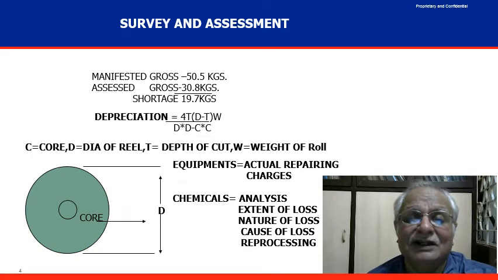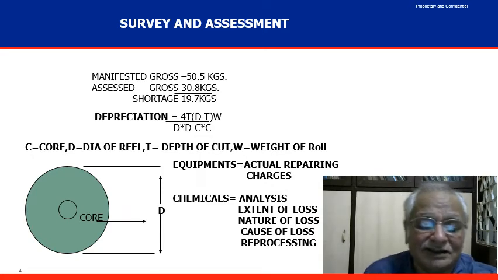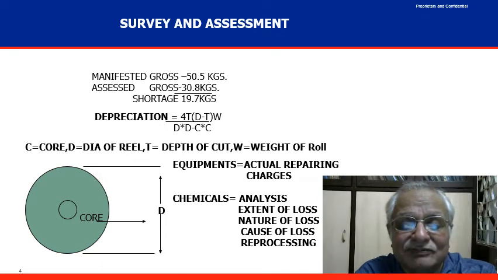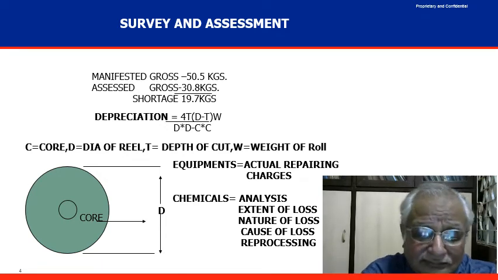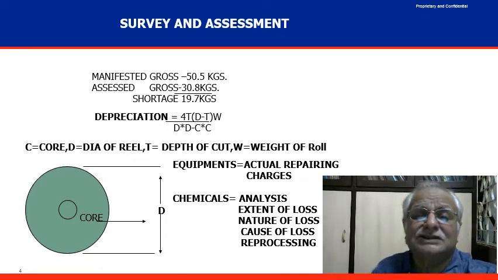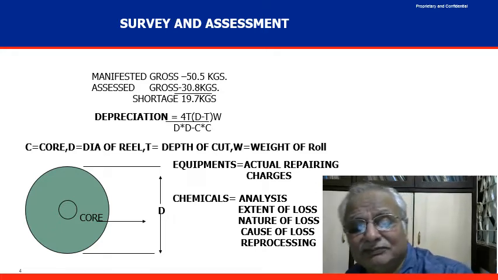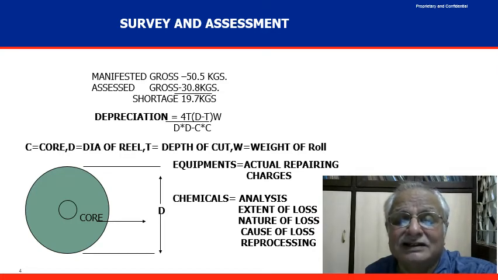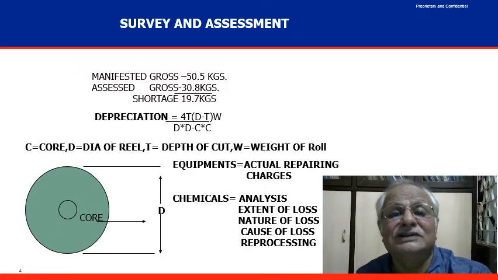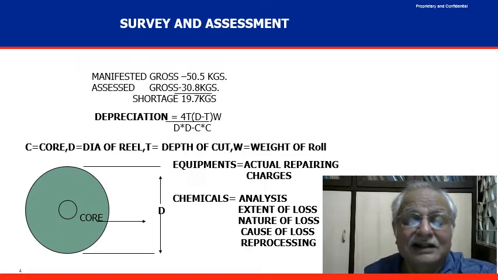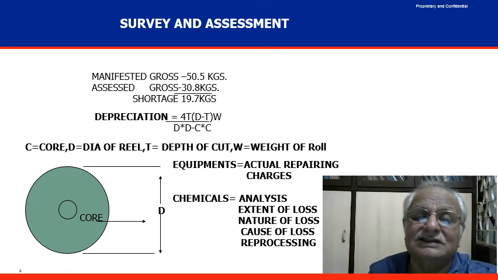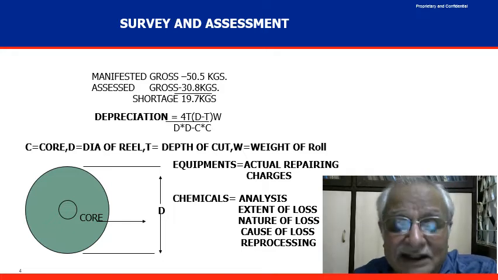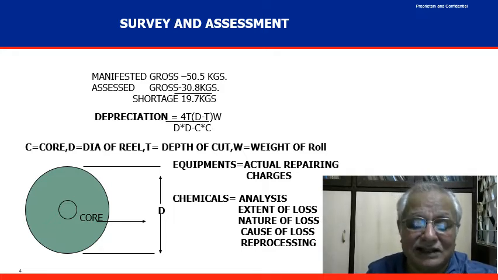Depreciation, that is for paper or coil or steel, it is normally for the purpose of coils. It tells you how much cargo is stripped out from the mathematical formula 4T(D minus T) multiplied by W, divided by D square minus C square. Here T is the depth of cut, D is the diameter, C is the core, and W is the weight of that particular reel or coil. So this is the method for coils and reels, etc.